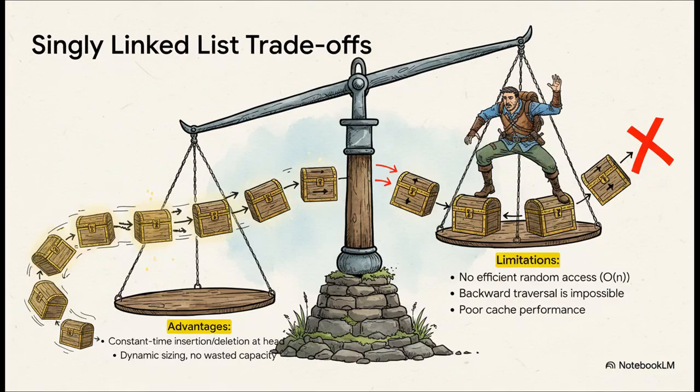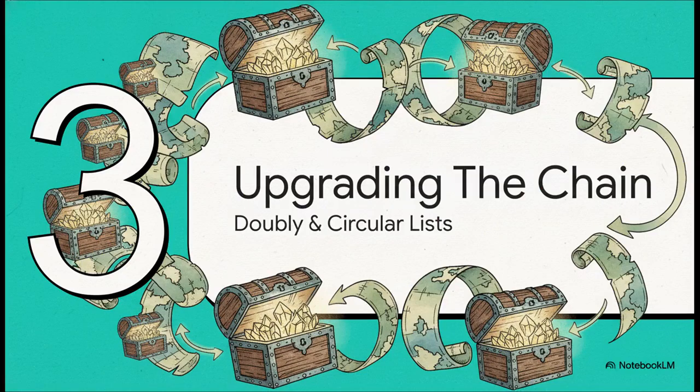So you see the trade-offs here, right? On one hand, you get this amazing flexibility. The list can grow as big as you need it to, and adding things to the front is lightning fast. But on the other hand, the limitations are pretty big. You can't just jump to an element. You can't go backwards. And even something as simple as finding the very last item means you have to walk the entire chain. So that begs the question: can we do better? Can we upgrade our maps to make this whole treasure hunt a little more powerful?